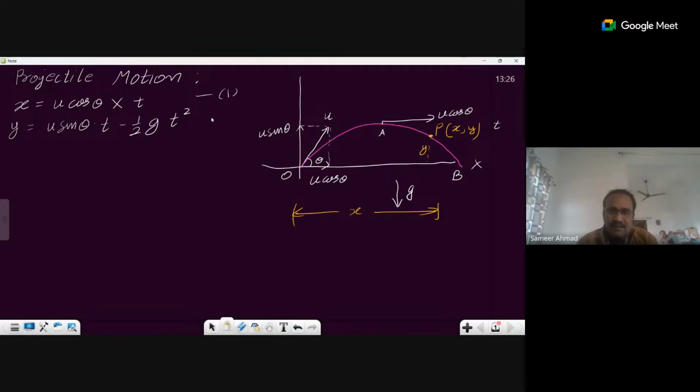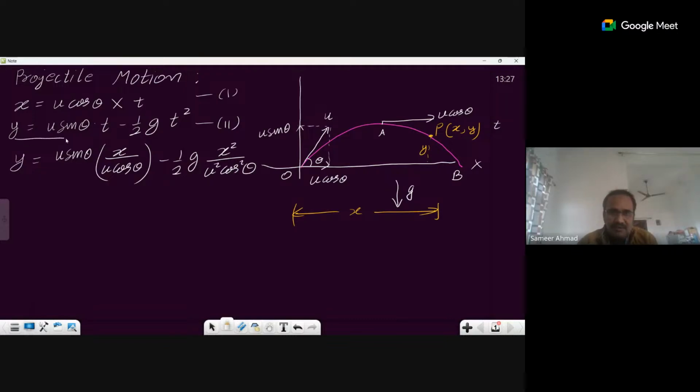So substituting the value of t from equation first in equation second, what do we get? y is equal to, my bad, it's u sine theta. We are substituting the value in equation second from equation 1. So u sine theta, and the value of t from equation 1 comes out to be x upon u cos theta, minus half g x square upon u square cos square theta.